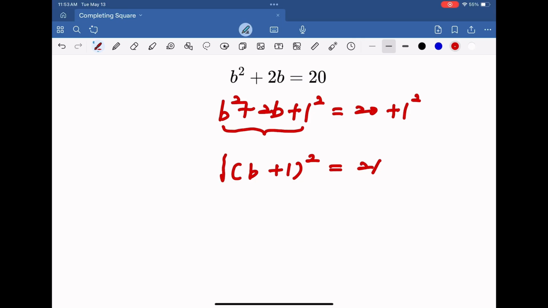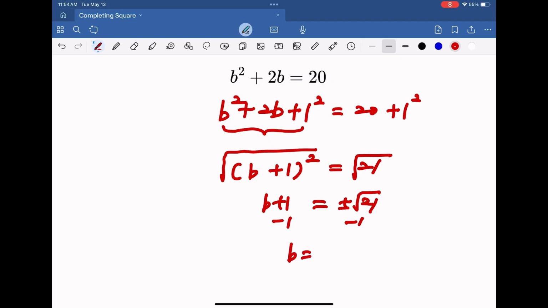You take the square root of both sides. We have b plus 1 equals plus or minus the square root of 21. You subtract 1 from both sides. b equals negative 1 plus or minus the square root of 21.